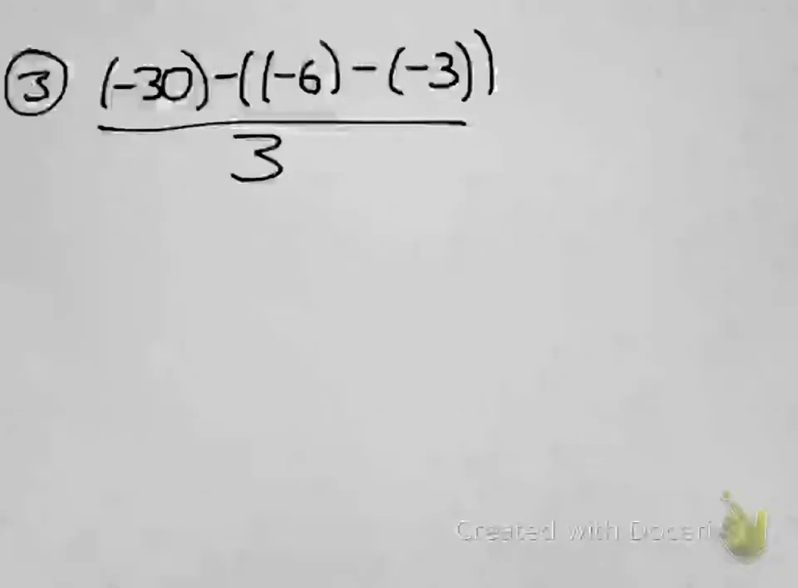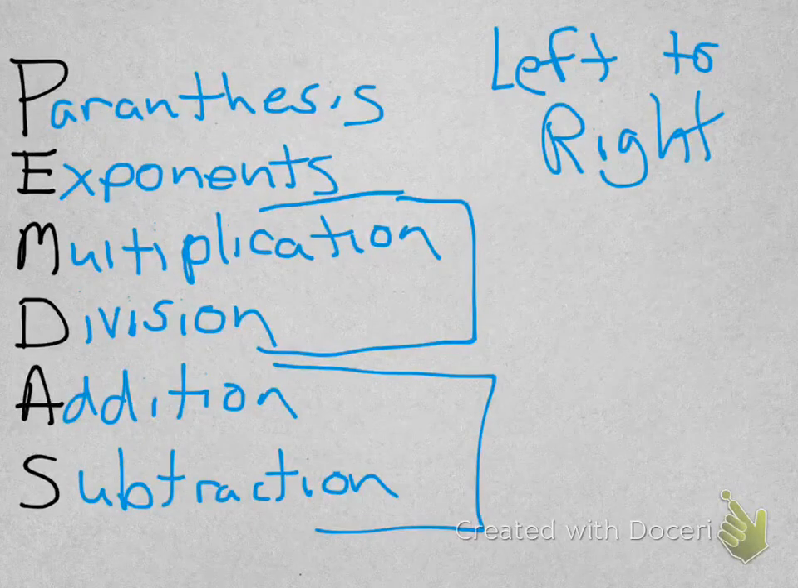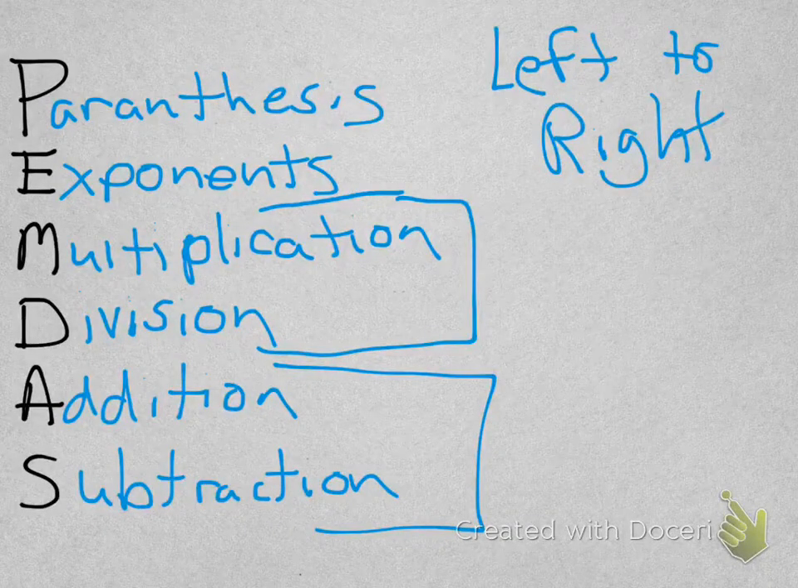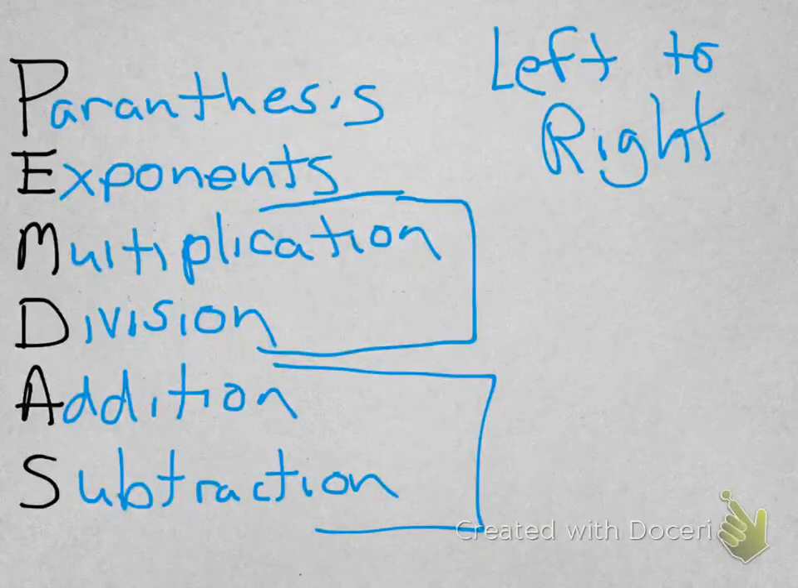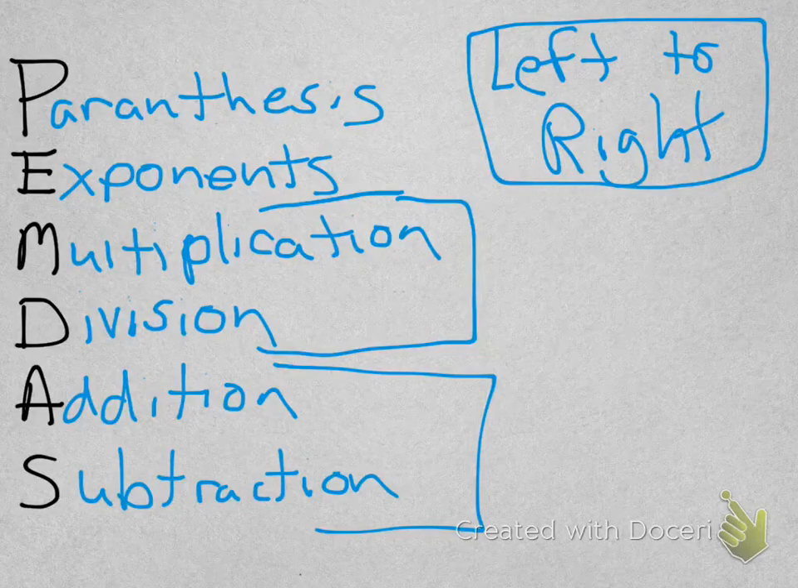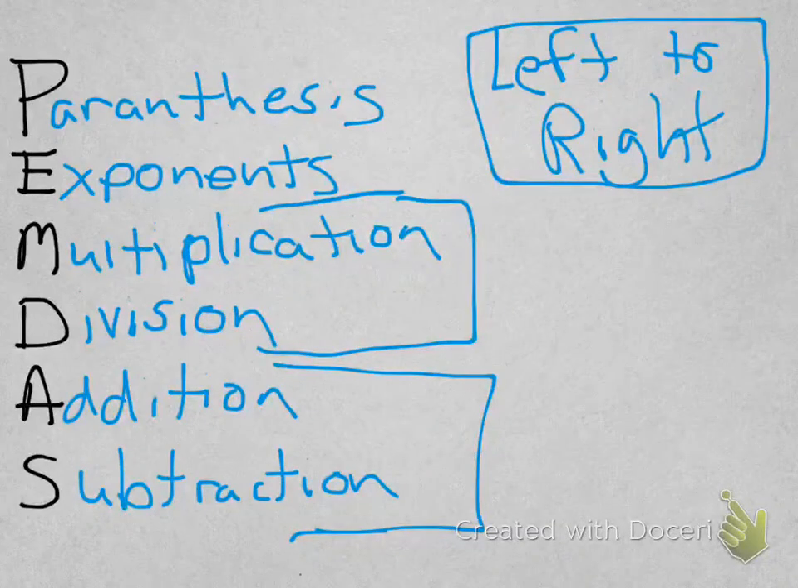So in order to do this problem, we do have to remember our order of operations. If you do not have this written down, you may want to pause this right now and write it down. Parentheses, exponents, multiplication, division, addition, subtraction. We always do everything from left to right. And then notice I put a little box around the multiplication and the addition and subtraction. Those are because we do everything left to right.